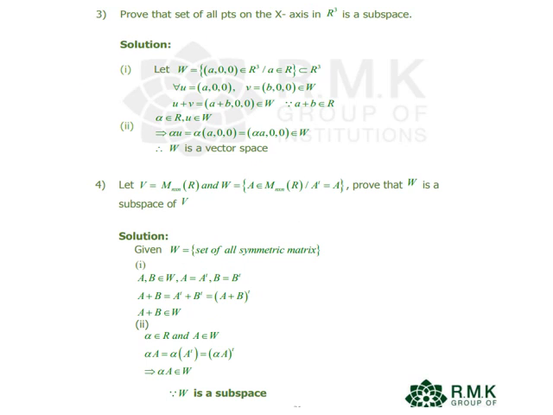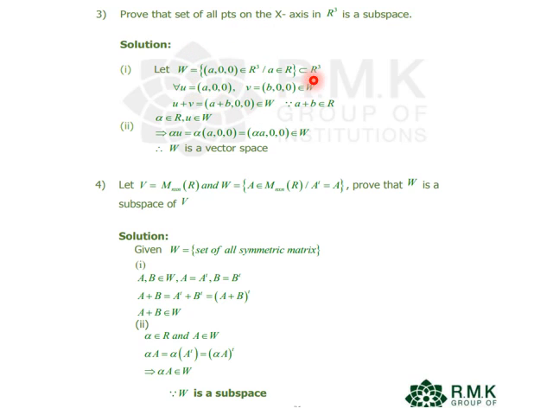Next one, prove that the set of all points on the x-axis in R cube is a subspace. By saying x-axis, a point on that means the components: the x component will be there, whereas the y and z components will be 0. So this is how the elements will be, a, 0, 0. This is our W now.